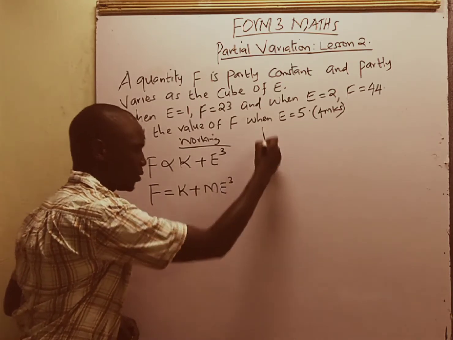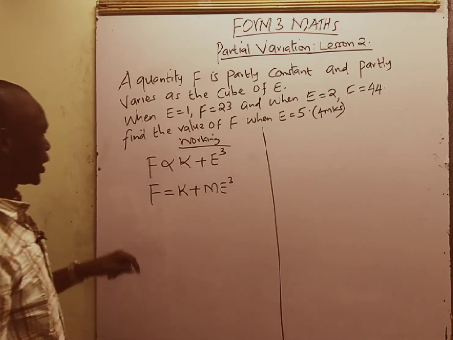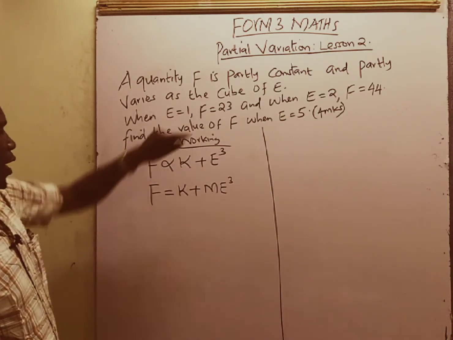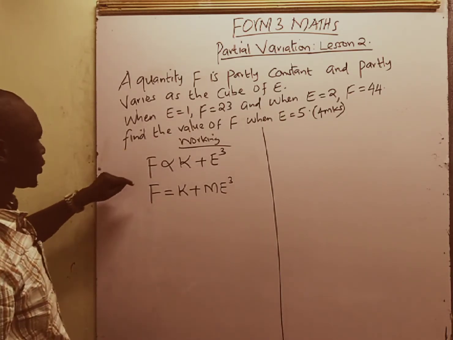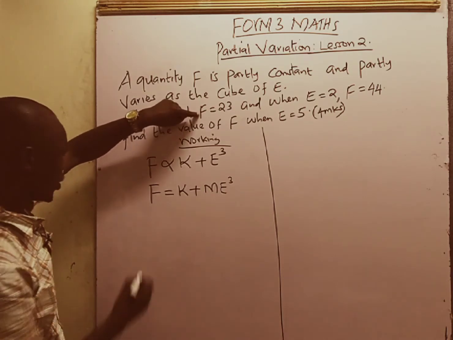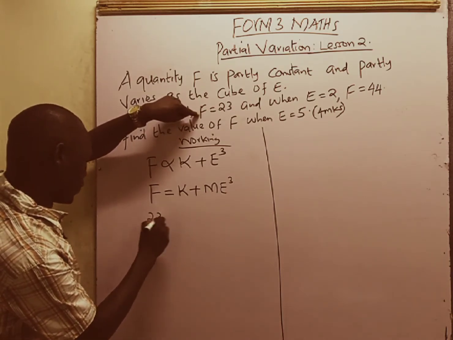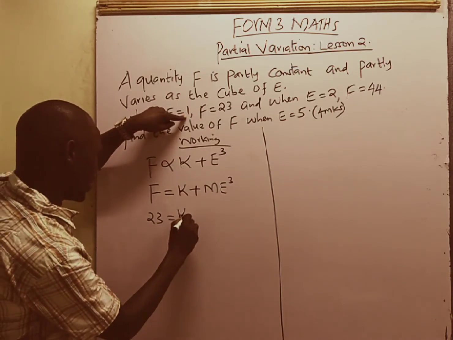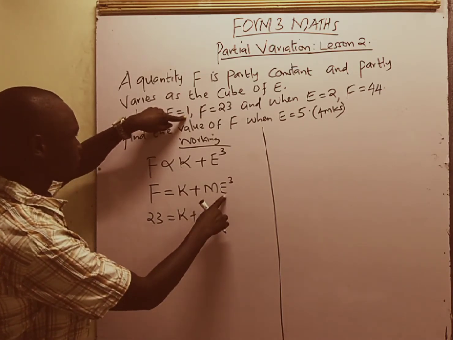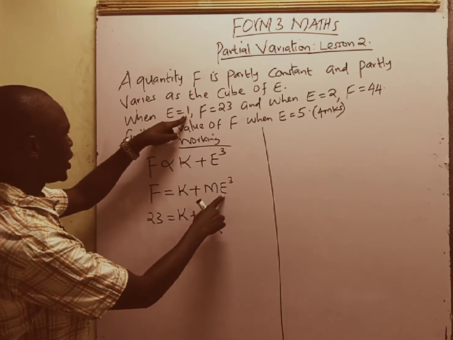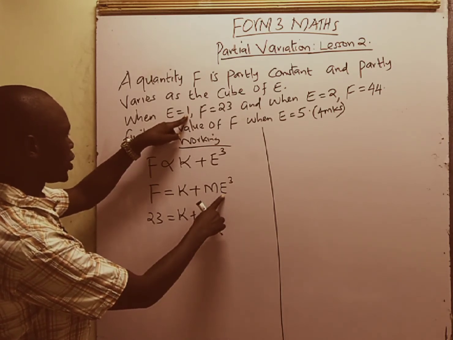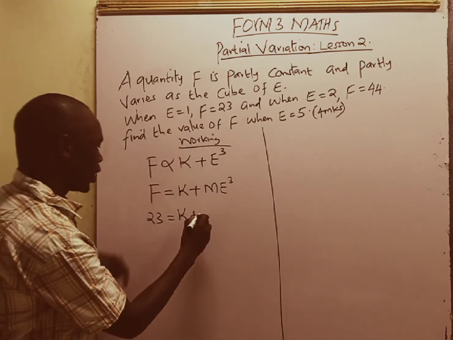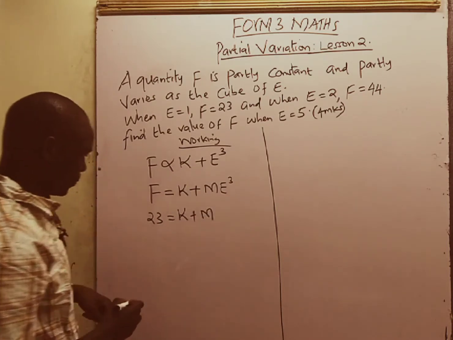From here now, we can substitute the values of e and f in this equation. We know f is 23 when e is 1. So we are going to have k plus, e is 1, but e cubed means 1 cubed is 1, times m, we are going to have simply m.